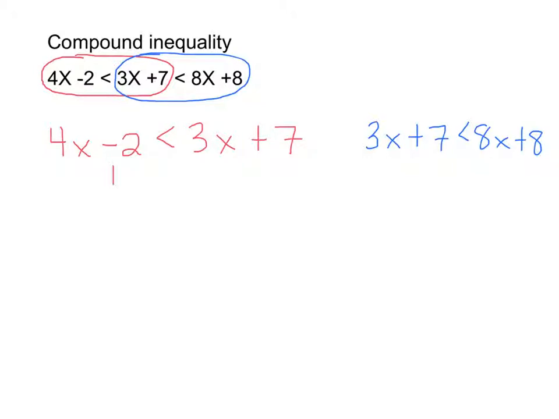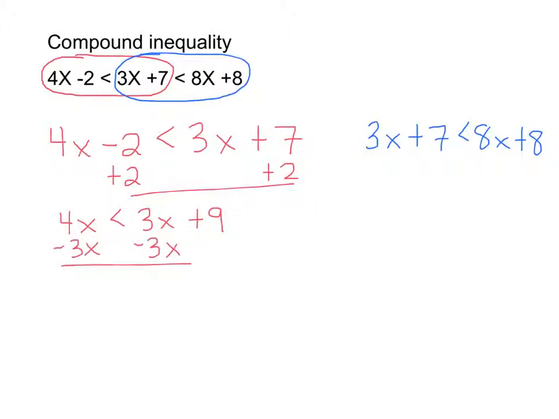To solve it, I'm going to add 2 on both sides. And so I have 4x is less than 3x plus 9. And then I'll subtract 3x on both sides to get the 3x on the left. And so I have x is less than 9. So there's one solution. Let's do the blue one.